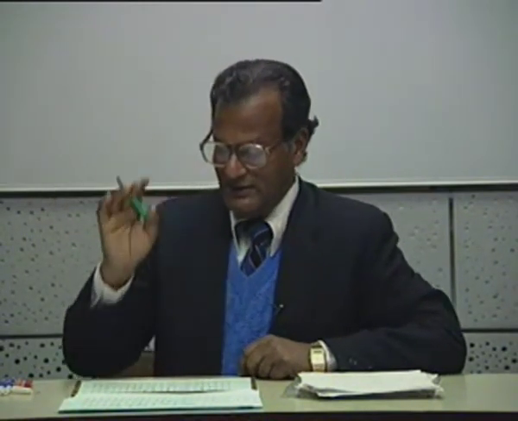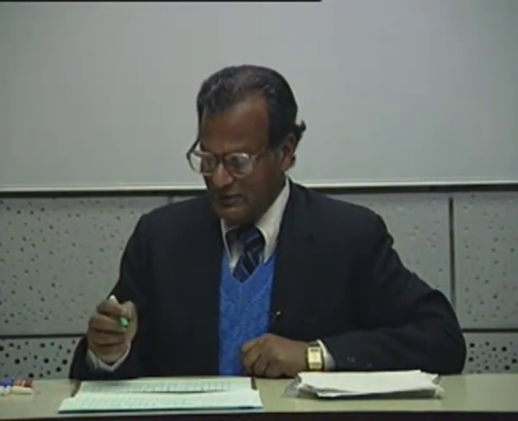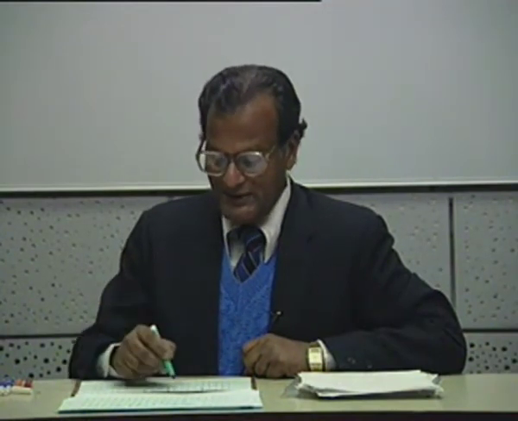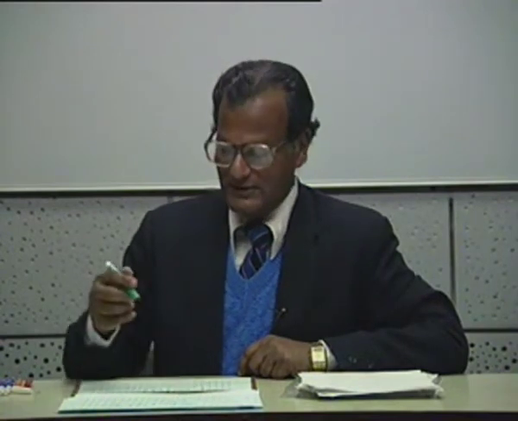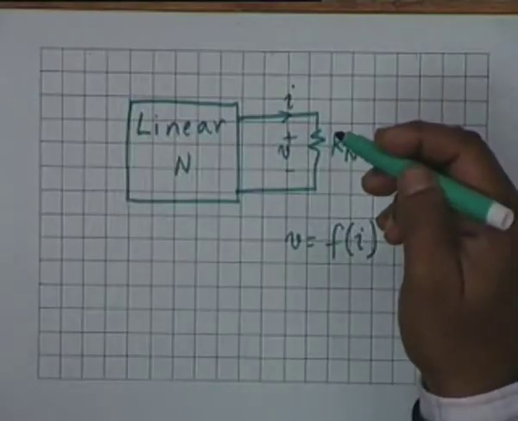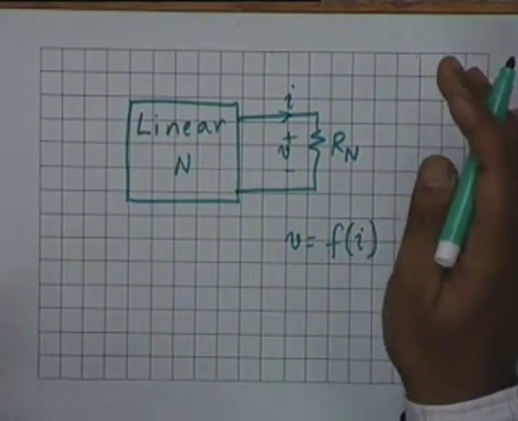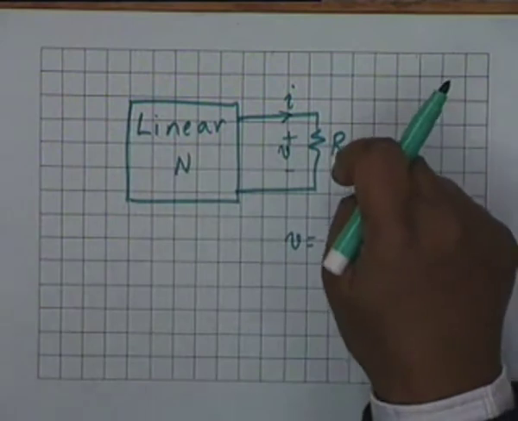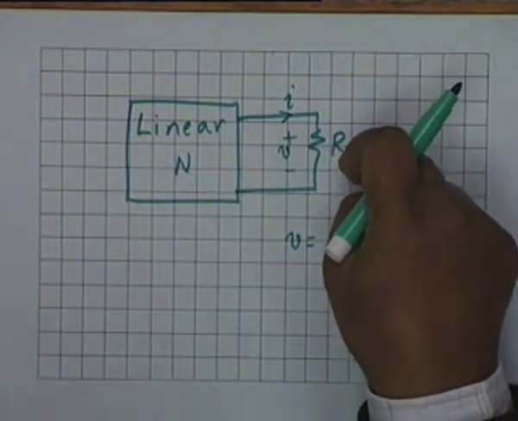Alright. What we are interested in is to find out the value of V and I when the linear network N is excited, that is, it contains resistors, voltage sources and current sources. There can be dependent as well as independent voltage and current sources. We are interested in solving for the voltage and the current across the nonlinear resistor. This is a special kind of circuit. The linear network is being considered as a driver and the nonlinear resistor is being considered as the driven element.